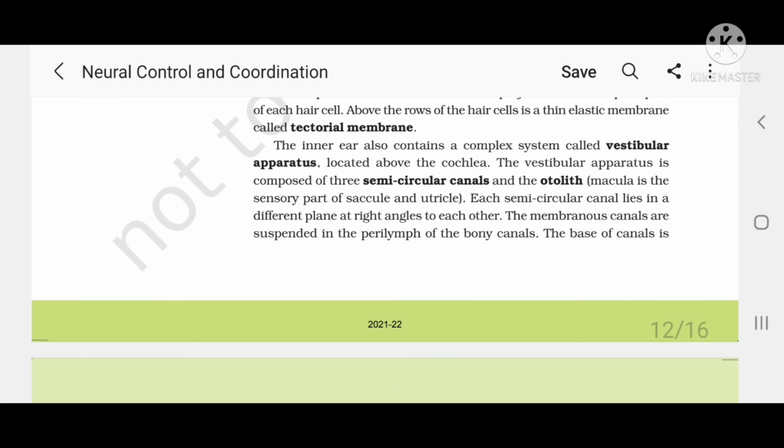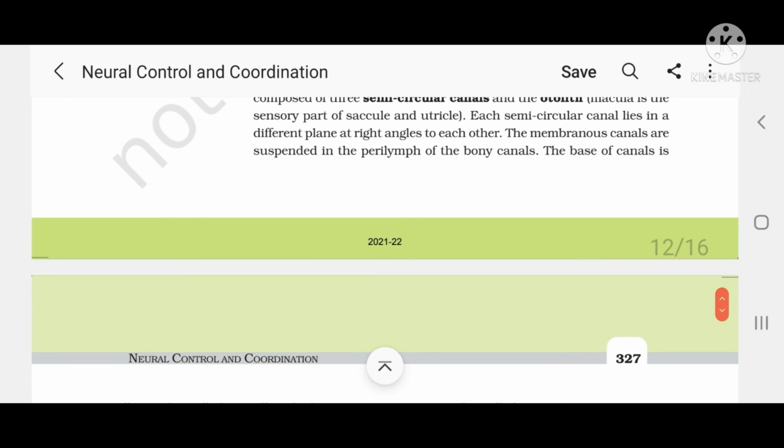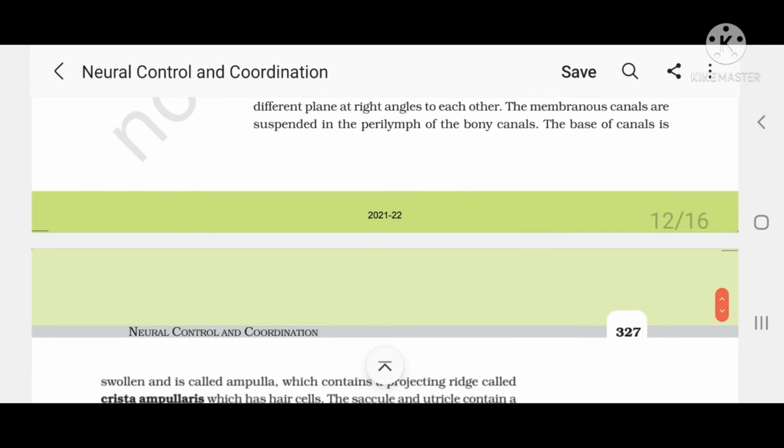The inner ear also contains a complex system called the vestibular apparatus, located above the cochlea. The vestibular apparatus is composed of three semicircular canals and the otolith. Macula is the sensory part of the saccule and utricle. Each semicircular canal lies in a different plane at right angles to each other. The membranous canals are suspended in the perilymph of the bony canals.